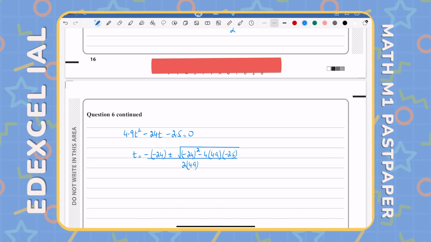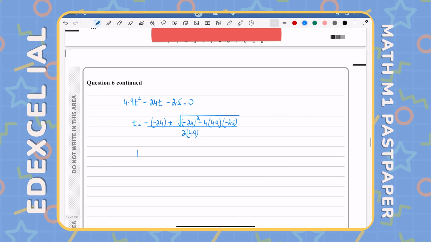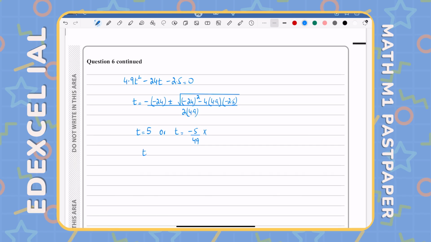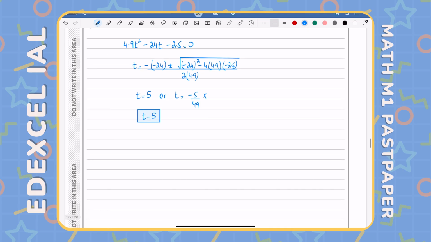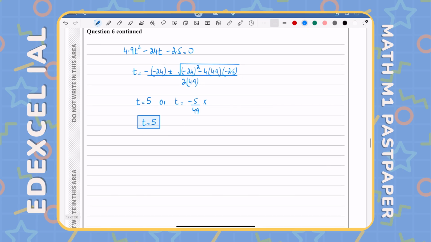Now when you work this out, obviously use your calculator over here, you'll get two different answers. One value would be equal to 5 and the other value would be t equals minus 5/49. Now obviously we're talking about time here. Time we know can never be negative, time is always positive. So the answer that we're going to take is the positive answer, and that is 5. Okay, so that's the answer to part B.